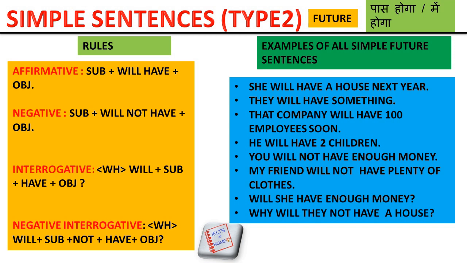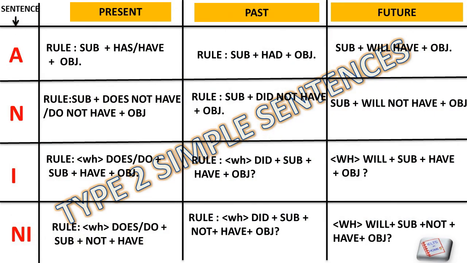So these all are the examples of simple future sentences. Try to practice all these sentences. So here we completed our topic simple sentence. Now you can see on your screen the summary of all rules, present, past and future of type 2 simple sentences, affirmative, negative, interrogative and negative interrogative. You can also take a screenshot of that screen. So you can practice these with their rules.